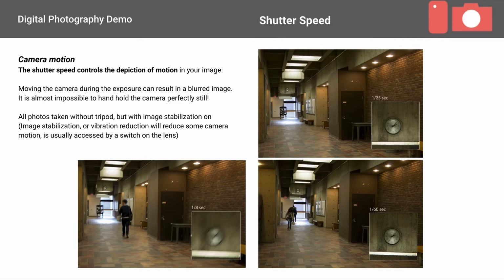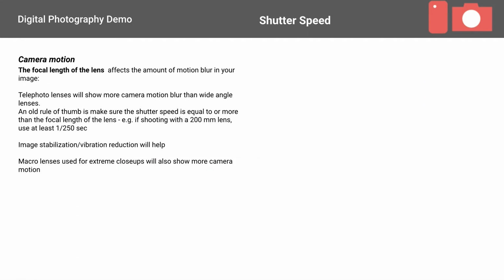This is camera motion. So you can see at the bottom left, at 1/8 of a second, the image actually doesn't look that bad, but when I've magnified the clock on the wall there, you can see it's quite blurred. At 1/25th of a second, the shutter is open for about a third as long as it was in the 1/8 of a second one, and it's actually fairly sharp. At 1/60th of a second, you can see the clock is pretty sharp. So that's camera motion.